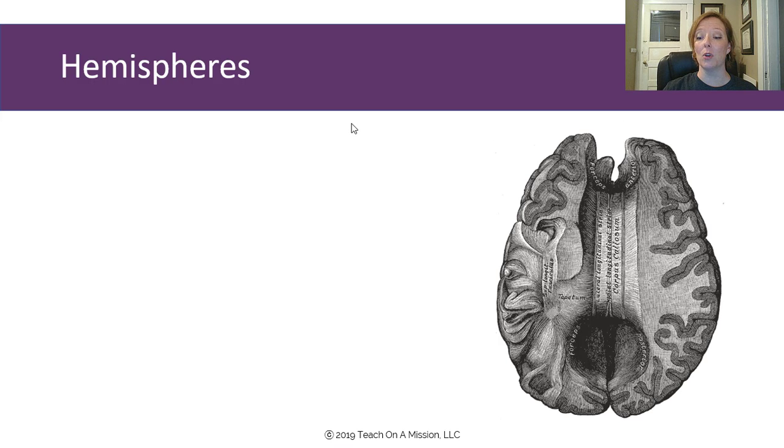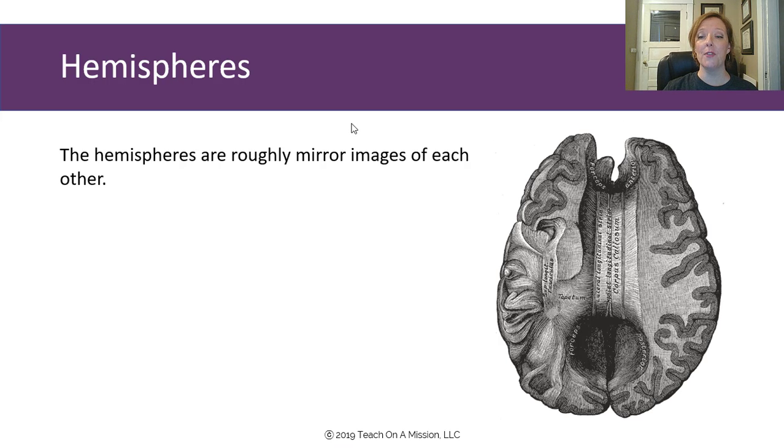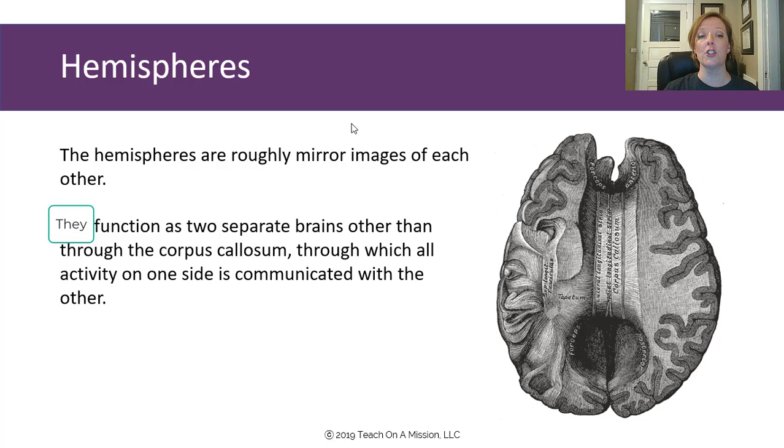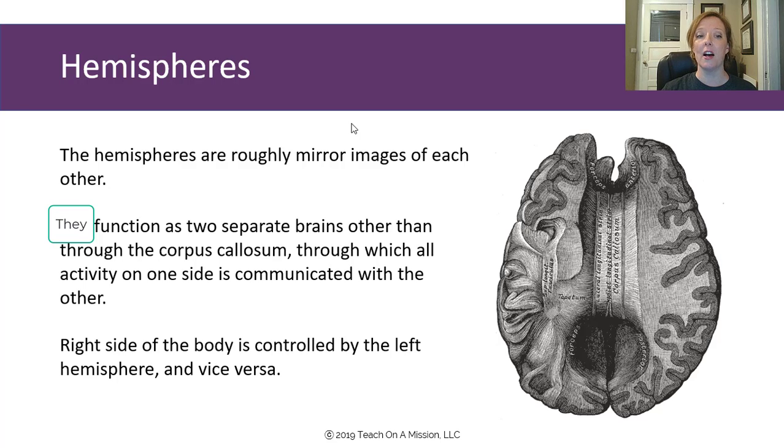Okay, so the next thing that we'll cover is hemispheres. The hemispheres in the brain are roughly mirror images of each other. They are almost identical, but not quite. They do function as separate brains other than through the corpus callosum, where they communicate. All of the activity on one side is communicated to the other and vice versa. The right side of the body is controlled by the left hemisphere, and the left side of the body is controlled by the right hemisphere.